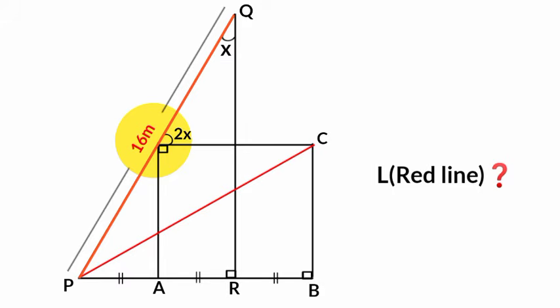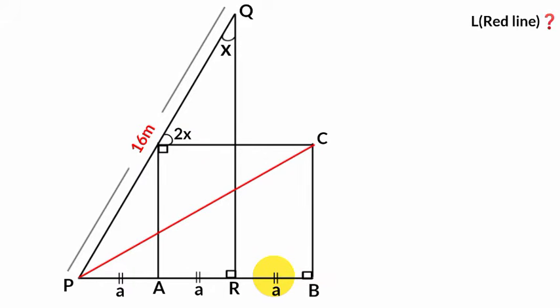We have the length of this side PQ to be 16 meters, while this line AP, this line AR and this line BR are equal in length. Let's assume their length to be a each. So how can we solve it?